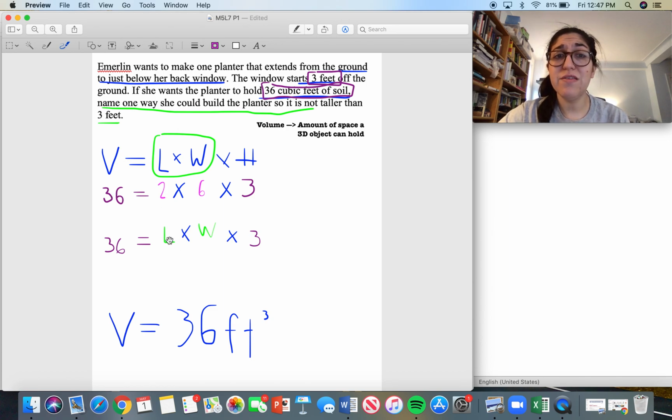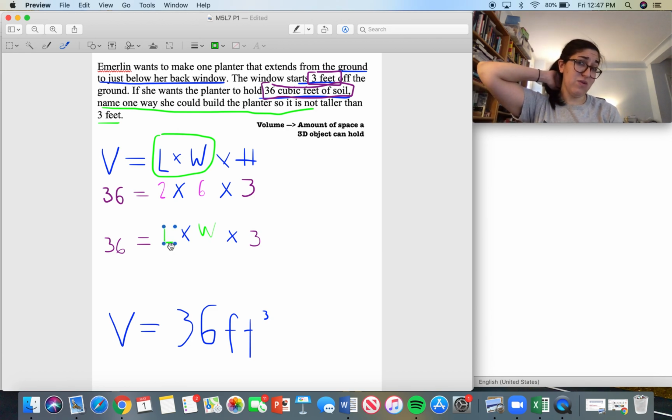Now, is there another way I could do this? Well, let's say I did 3 times 10, okay? Let's say I wanted to make my length 10. Now, I would have 10 times 3 would be 30. Is there anything I can multiply 30 by to get to 36? Like 30 times 1 is 30, 30 times 2 is 60. That's way over. So 10 is too big of a number.